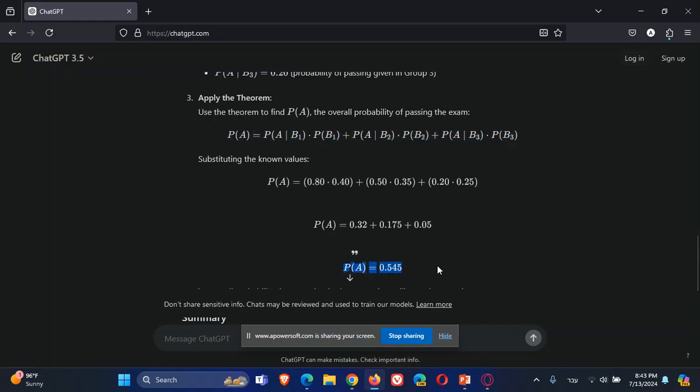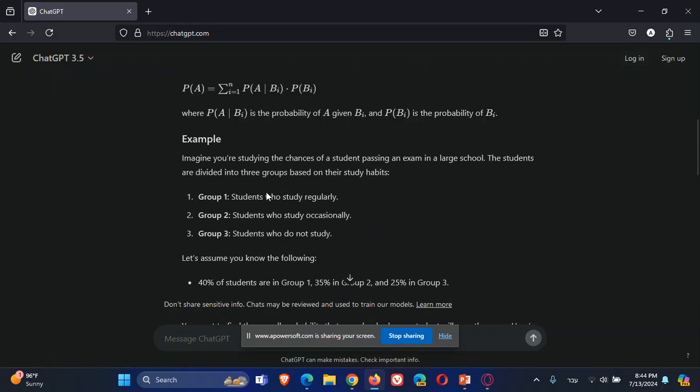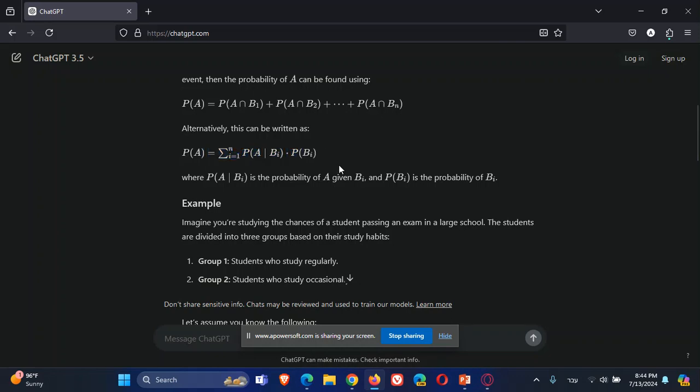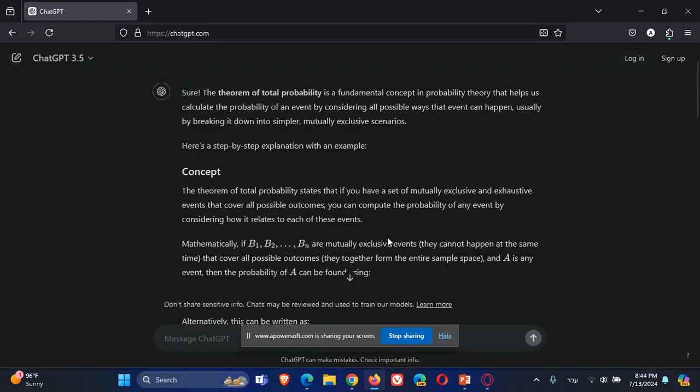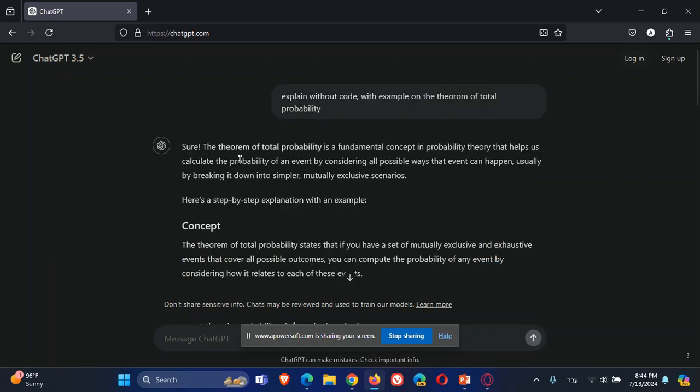Maybe there are calculation errors, but this is the result, and you saw how we use this formula of the theorem of total probability to calculate the probability of an event using a group of events which are mutually exclusive and totally exhaustive. Namely, together they form the entire sample space and they cannot happen at the same time. That's it. This is about the theorem of total probability.